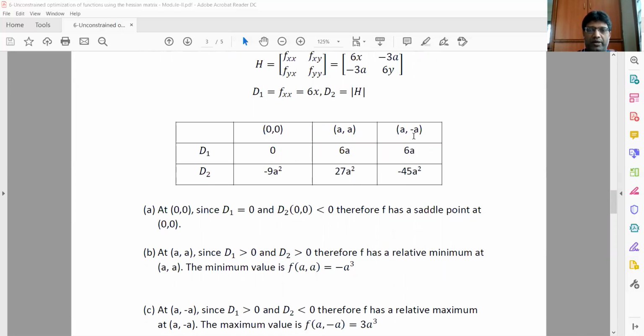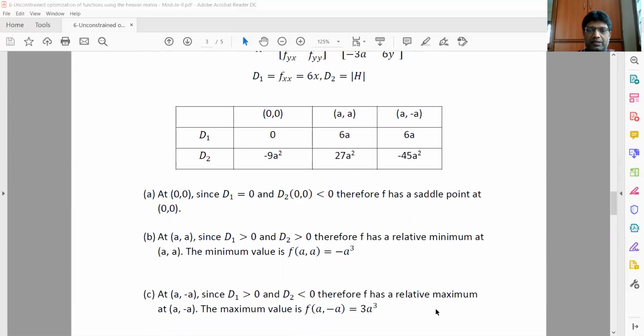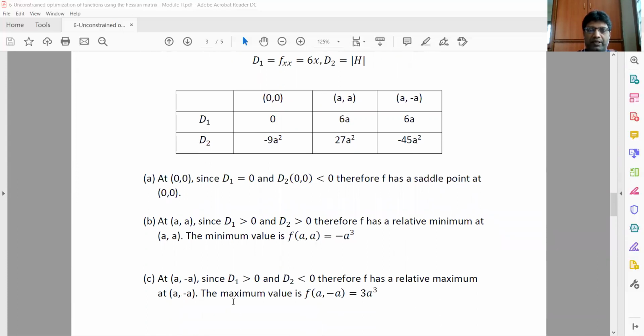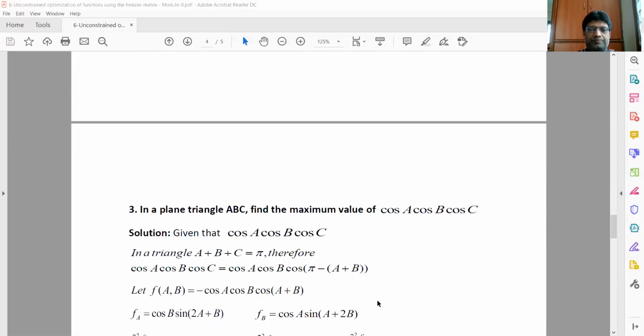Next, at the third point (a, -a), D1 is greater than 0, but D2 is less than 0. Therefore, f has a relative maximum at (a, -a). So if you substitute that point in the function, the maximum value we got is 3a cubed.